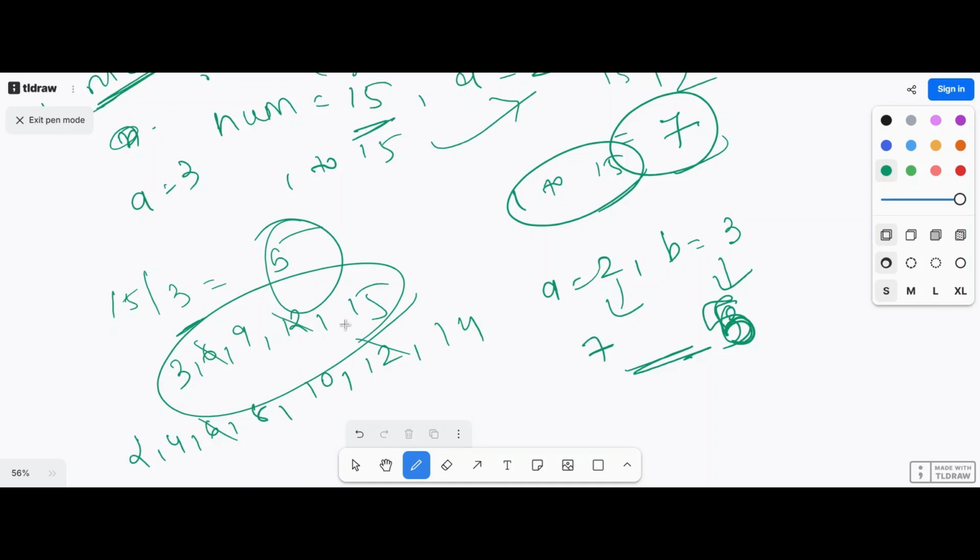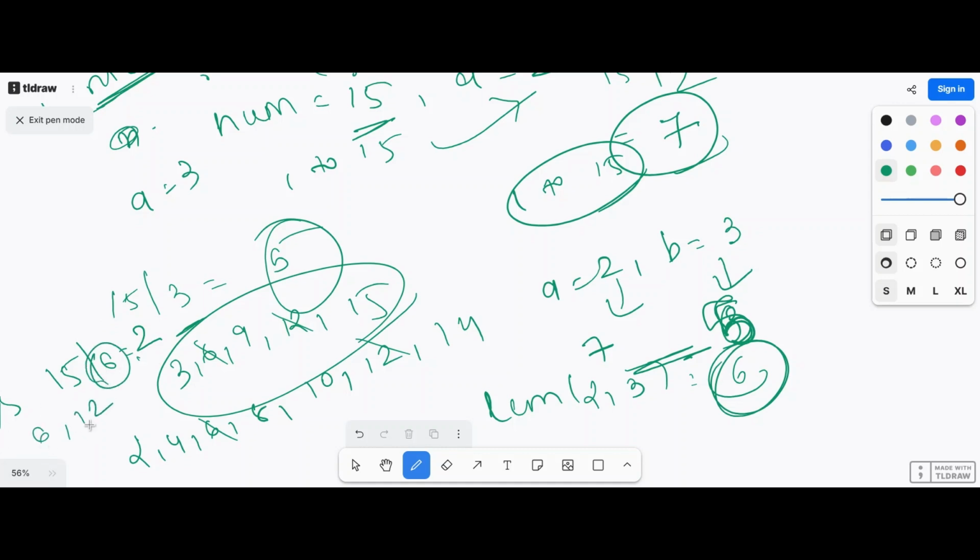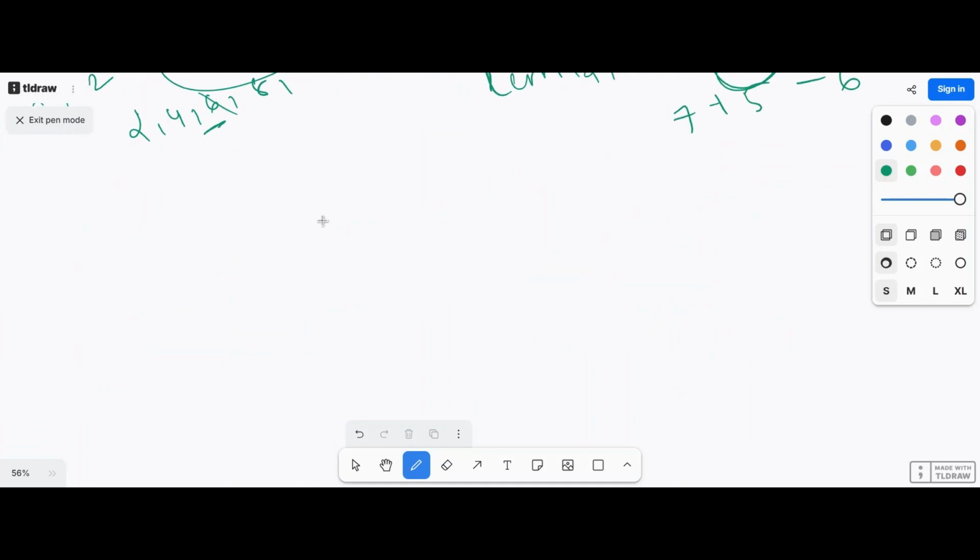So I need to remove those common numbers. How will I remove? I need to find the LCM of 2 and 3. LCM of 2 and 3 is what? 6. So the numbers which are divisible by 6, I need to remove because they have come twice. So 15 divided by 6 is what? 2. Which two numbers are divisible by 6 from 1 to 15? 6 and 12. So those are the only two numbers, 6 and 12, which have come twice. So I'll remove once. So I'll do 7 plus 5 minus 2. So now you got the logic of how to find the number of elements.